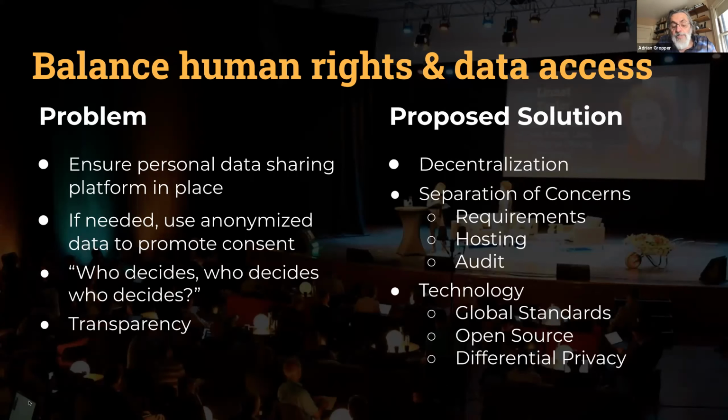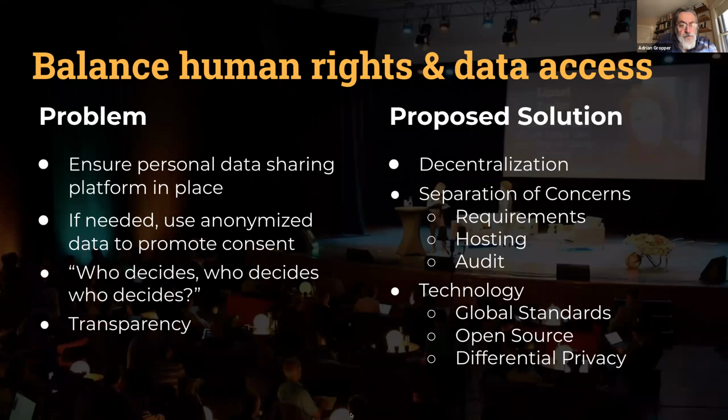And on the technology side, we need the global standards in order to enable decentralization and separation of concerns. We need open source in order to guarantee transparency and also a continuous learning system. And we need to start thinking not in terms of anonymization, but in terms of differential privacy at various points in the commons. Thank you.